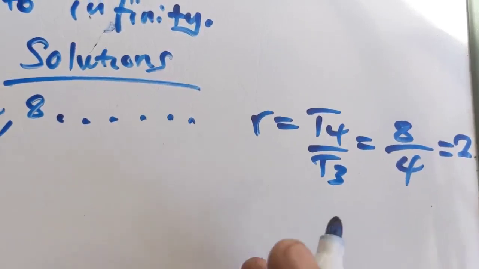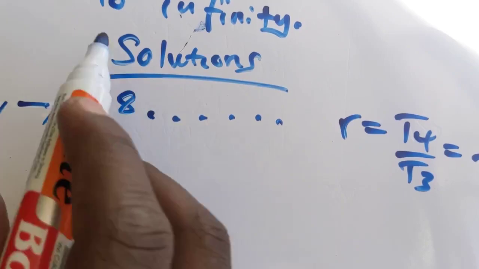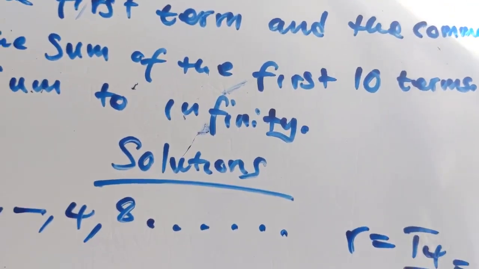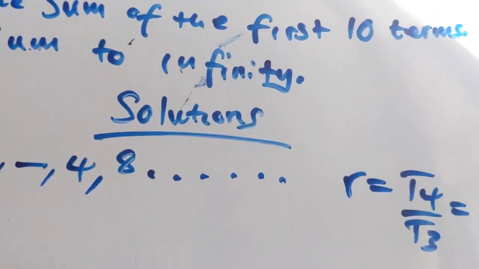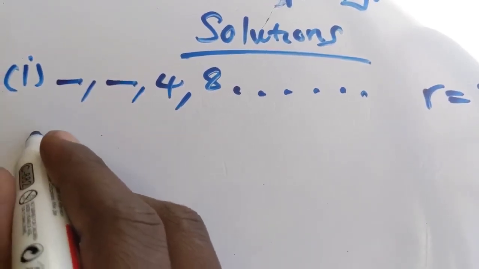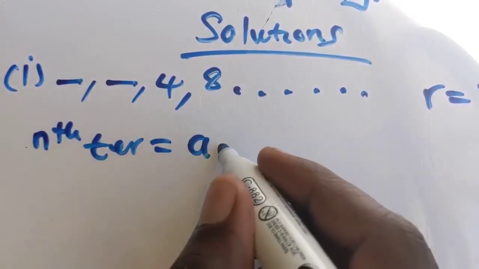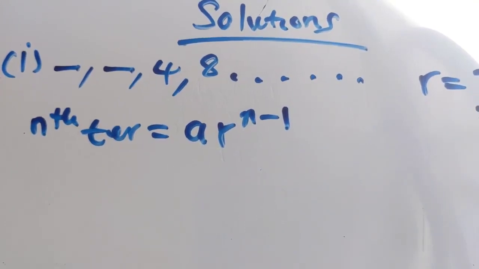So now we know that this is the common ratio, right? Then we are asked to find the first term. We know that the common ratio is this one. So the formula that we can use is the formula for the nth term. What is the formula for the nth term? The nth term is equal to a r to the power n minus 1, like that.